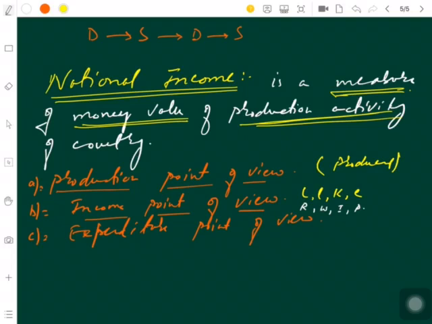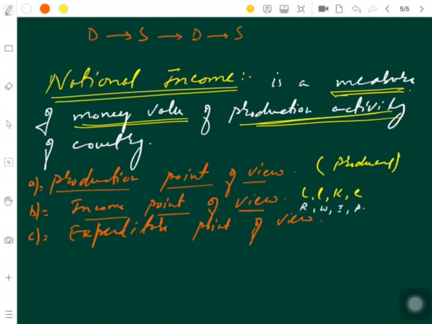Income point of view is when normal residents, the people of a country, pay the factor payments to different factors of production. And expenditure point of view is when these goods and services flow in a country's economic system or productive system and reach the ultimate consumers. When it reaches the ultimate consumers, they spend on it and acquire those goods and services. This becomes the expenditure point of view.